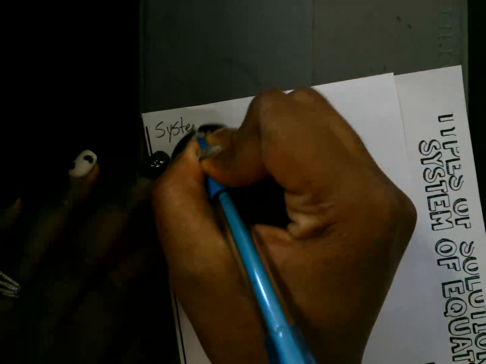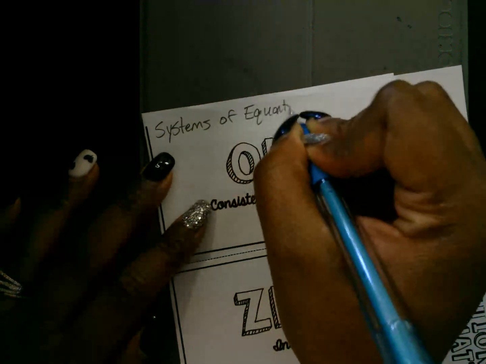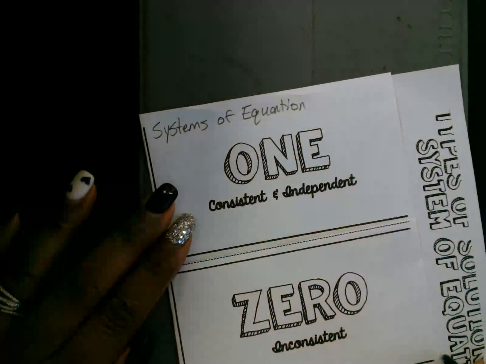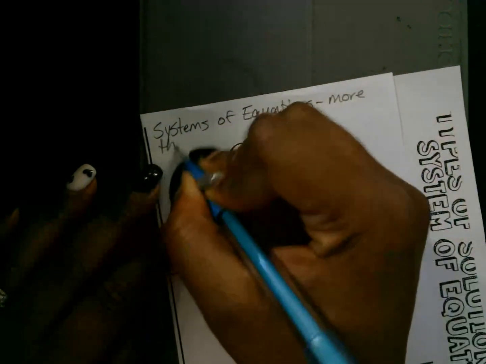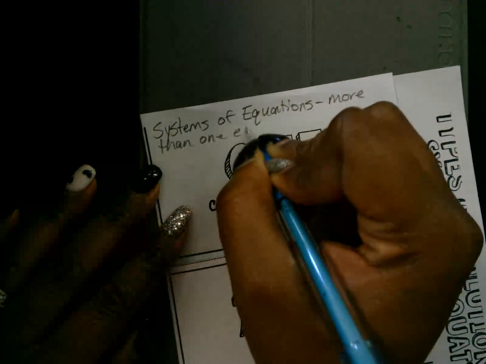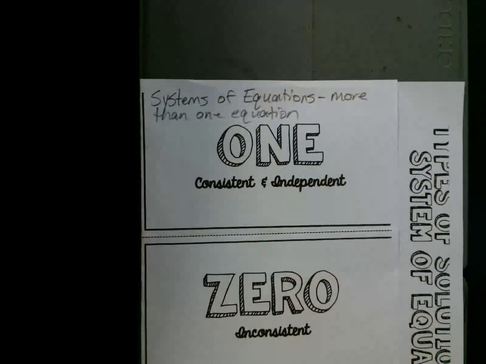All right, at the top part, we're going to write systems of equations. A system of equations is more than one equation. In this course, we're only going to do 2 equations at a time. Okay? In other future courses, you may do 3 and 4 equations at a time.